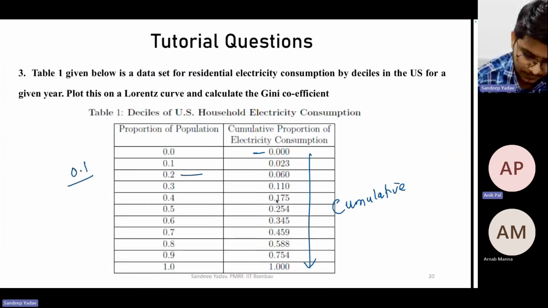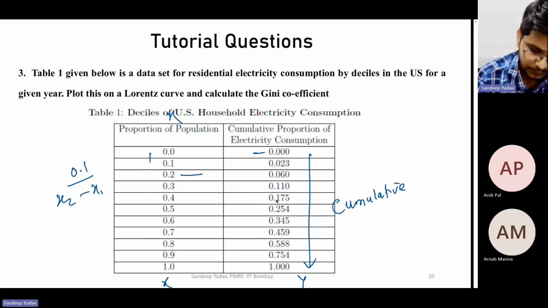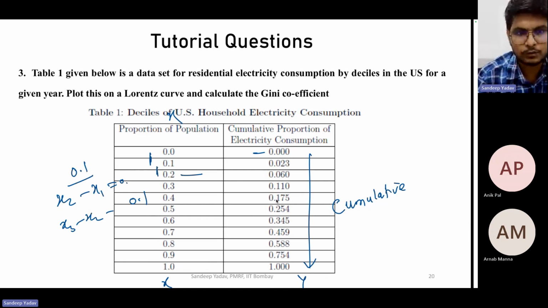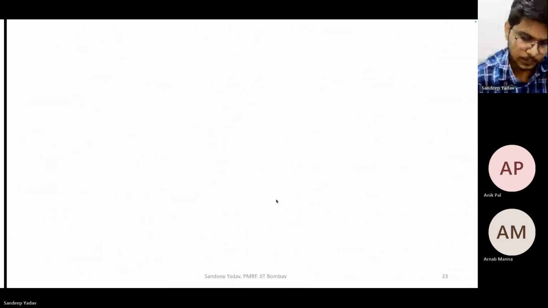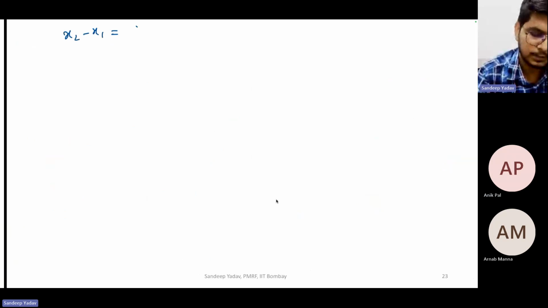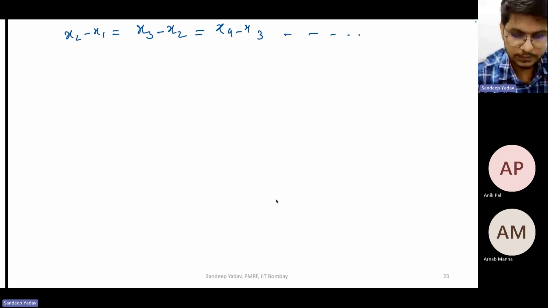Now we know x2 minus x1 will be, if you see, this is the x axis, this is y. So x2 minus x1 will be 0.1, correct? If you see the gap, x3 minus x2 will also be 0.1, because these follow similar gaps: 0.1, 0.2, 0.3. So we can write here that x2 minus x1, x3 minus x2 and x4 minus x3 similarly, this whole thing will be 0.1.